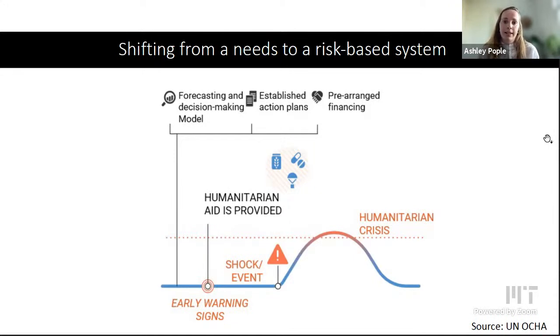It's particularly accurate in flood forecasting. And the idea is we can pre-position a bunch of tools such as an action plan, pre-positioned financing, and forecasting triggers, such that when the data reaches a particular threshold and a trigger is activated, humanitarian aid is provided immediately. And this happens before the shock even occurs. And as you can see, the idea is that this is expected to reduce the level of humanitarian need.